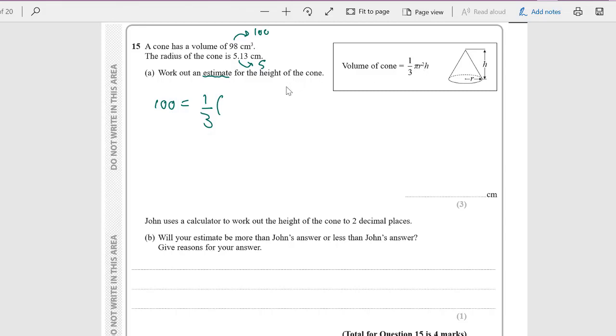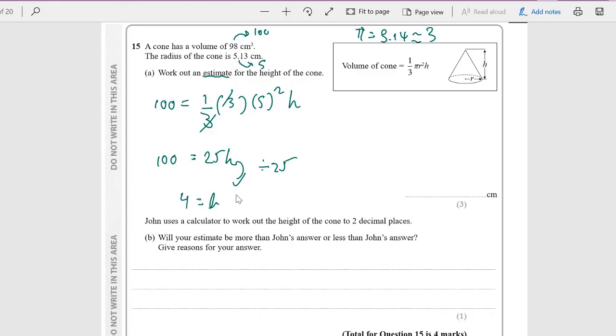It's asking for pi. So we know that pi is 3.14. To do decimal places, we can change that to 3. So we put 3 in there, and then our r squared, so 5 squared, and then obviously we are trying to figure out h, so we leave it as that. So these two cancel each other. So I have 100 equals 25h. So if we divide by 25, we get 4 equals h, therefore h is 4.